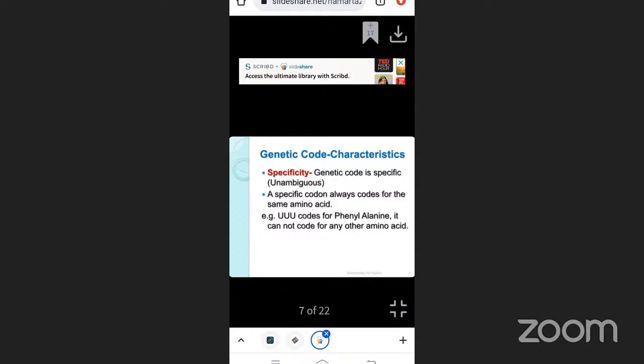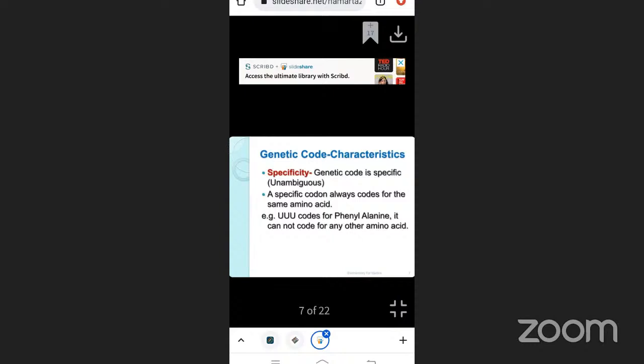It was suggested by Crick, and it has been proved experimentally by Nirenberg and Mackey. So there are different types of codons listed. What are the features of the genetic code?